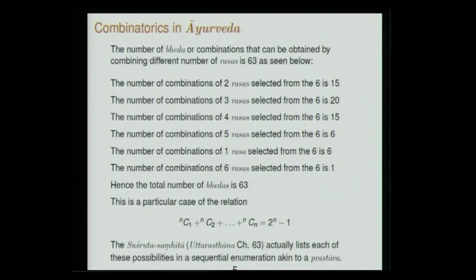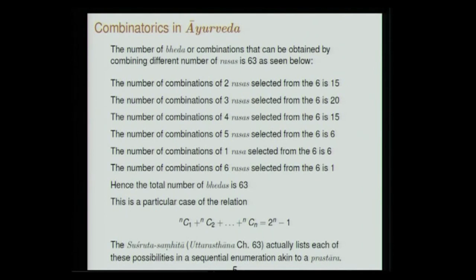So, the 63 combinations. Obviously, 2 rasas can be selected from a group of 6, that is 6C2. That turns out to be 15. 3 rasas can be selected in 6C3 ways, that is 20. 4 rasas is 6C4, which is same as 6C2. 5 rasas is 6C1 or 6C5, that is 6. 1 rasa is selected in 6 ways, and when you select all the 6 rasas, that is possible only in 1 way. So, the total is 63, and this is just one particular case of the usual sum of all binomial coefficients. NC1, NC2, etcetera, NCN is 2 to the power n minus 1. (1 plus 1) to the power n will have all these terms, and also the term NC0. So, without that, this is 2 to the power n minus 1.